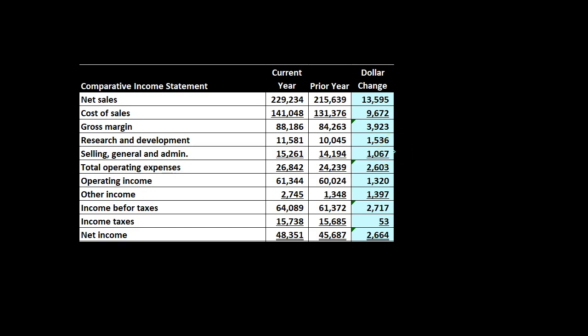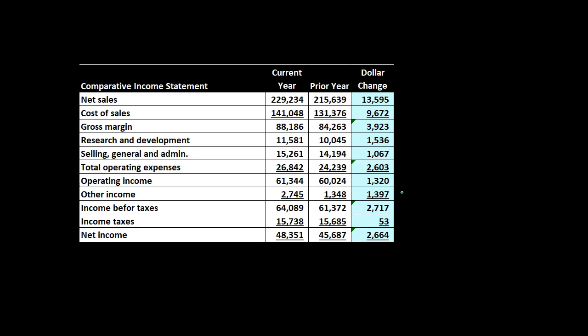We have the selling and general admin, also an expense. It went up. And the operating income went up. The other income went up. So from a dollar perspective, we can go through this change and we can glean some information. We can say this is useful. We can see why we would do this. This would make perfect sense if we're trying to think of the financial statements, how are we doing year over year? What's the trend look like?